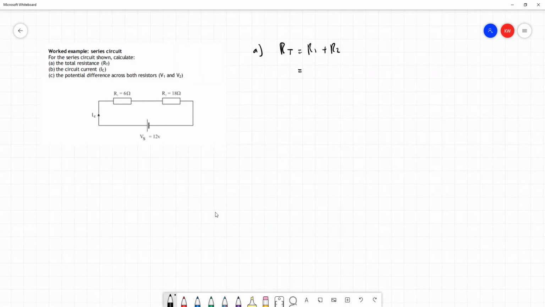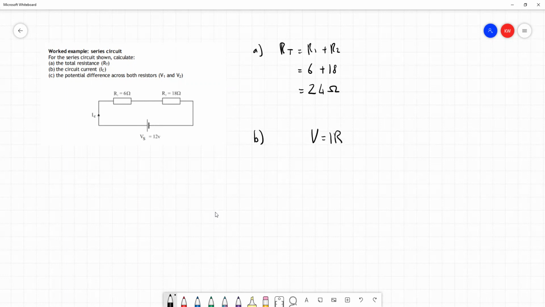So putting in the numbers we've got here, R1 has a resistance of 6 ohms, R2 has a resistance of 18 ohms. Adding them together, we get a total resistance of 24 ohms. So that's part A. Part B, we're asked to find the circuit current. And for this, we again think about what we've looked at so far. If we know a resistance and we know a voltage, we have a rule for this. It's Ohm's law, which is stated by V is equal to IR.